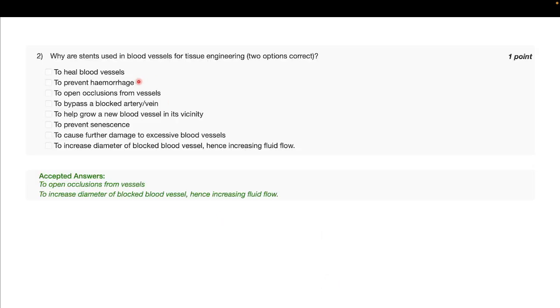So if you consider these options, why are stents used? They are used to open occlusions from vessels and to increase the diameter of blocked blood vessels, so that you can increase the fluid flow. Why is option 4 not correct? Because you don't bypass a blocked artery or vein using stents. There is a different procedure for that: if there is a blockage which cannot even be repaired using these stents, then you bypass the blocked artery or vein. So for stents, option 3 and the last option are correct.